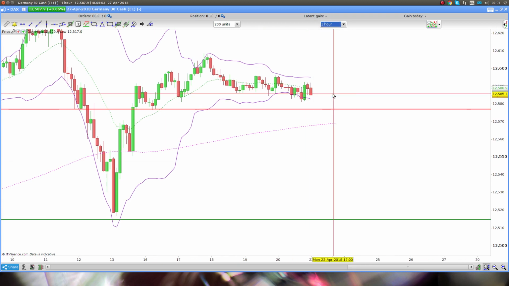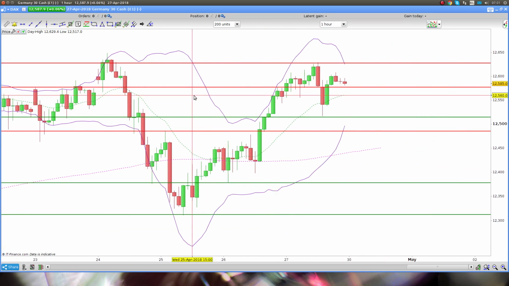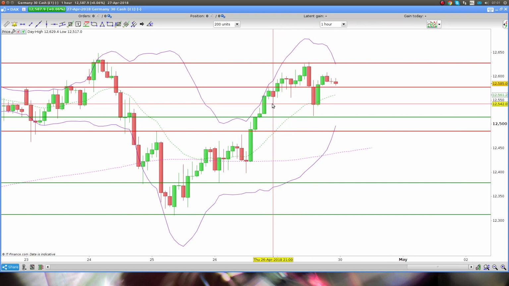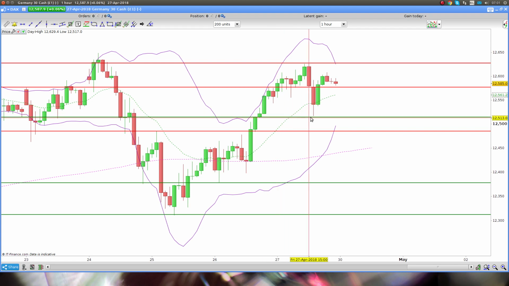But now if I just drill to the hour, I can see that there is another level. See this tail? That is a level. This tail is a level. That tail is a level. This tail is a level. This little tail here is a level. Those are all support levels. Every tail to the top is a resistance level.